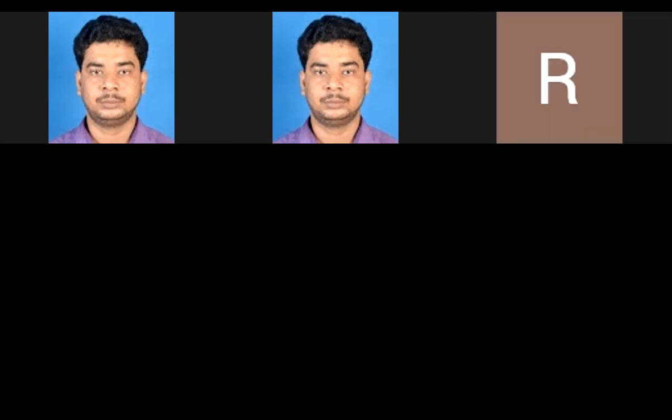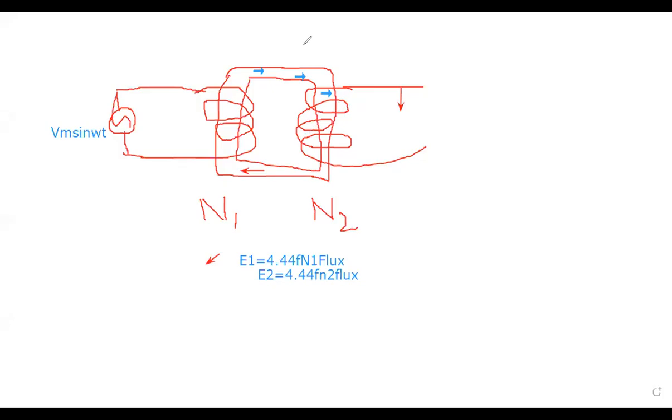Okay, so that is the function of the transformer core: it provides the path for the mutual flux. The induced EMF in the secondary winding depends on the number of turns and the mutual flux.